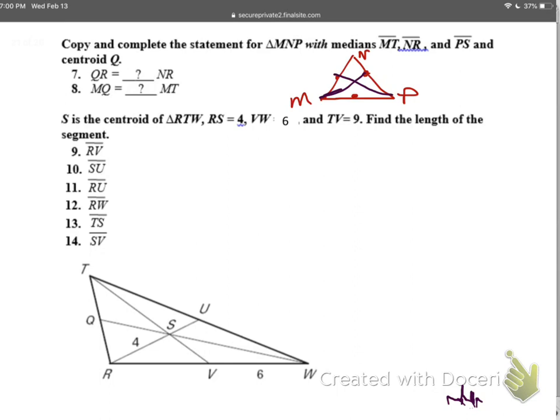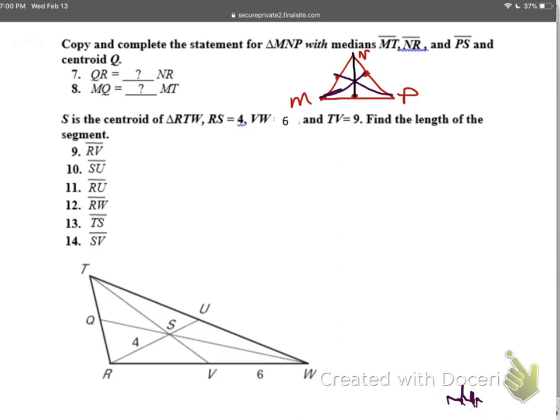They want to know QR equals what with respect to NR. Okay, so I believe since it's triangle MNP, where these guys come together is going to be R, because that's a letter we have not explored, right? So figure this out by looking at your drawing and working it through.